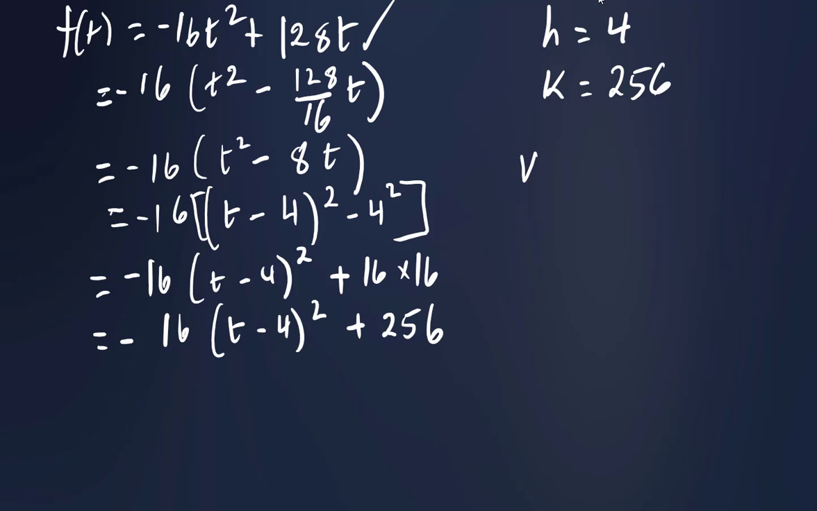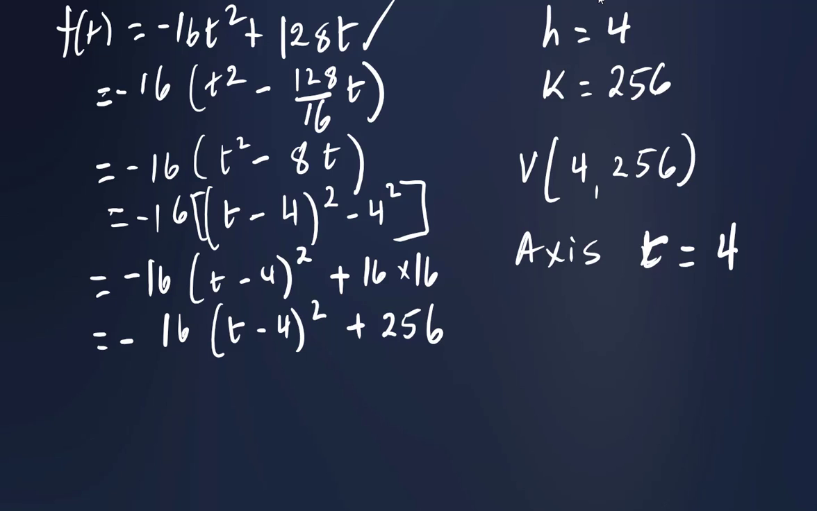That means the vertex is at 4 and 256, and we get the axis of symmetry simply t is equal to 4. So we have f of t, when it becomes 256, t is equal to 4, and the axis of symmetry is when t is equal to 4. Okay, that is a vertical line.